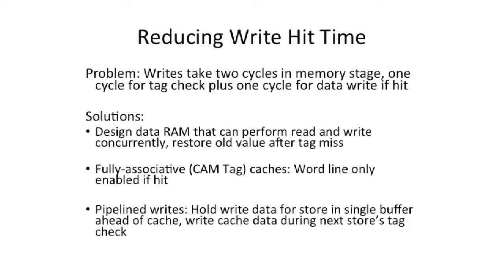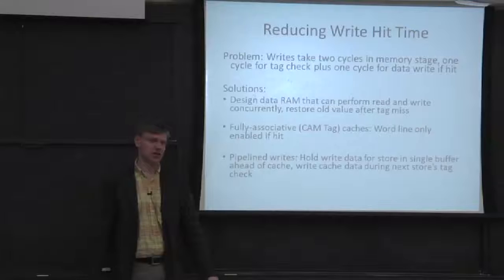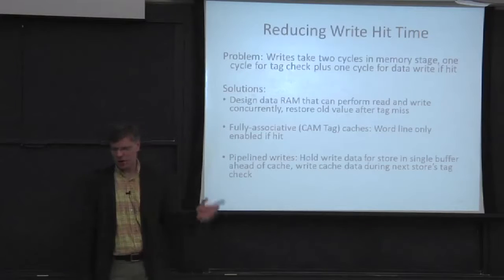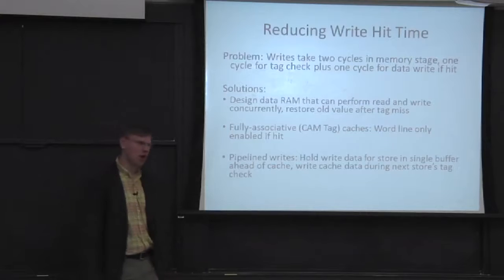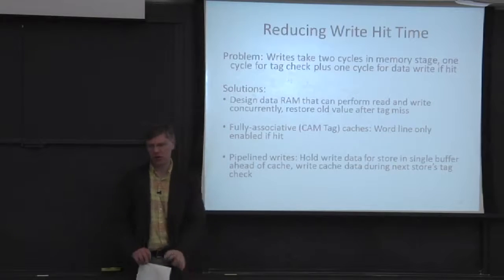So the first optimization, so how do we reduce the hit time for a write? And there's a couple different strategies to this. We can think of this as trying to do this over two different cycles. The first cycle checks the tag, we'll say. And the second cycle does something to the data. That's kind of our problem statement. What are our solutions?